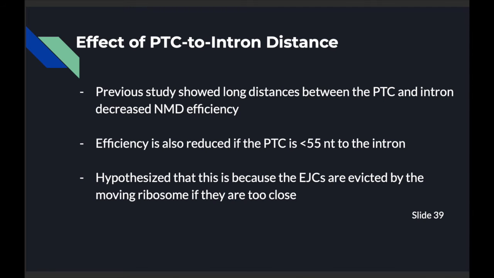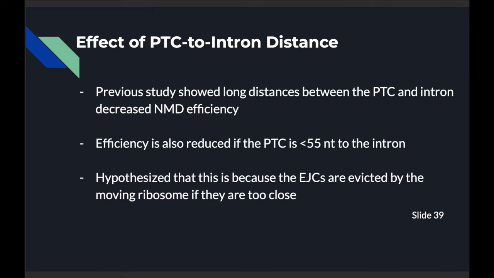Wanting to build on previous studies with their new imaging technique, the authors decided to look at the effect downstream intron distance had on NMD efficiency. Two previous studies showed long distances between a PTC and intron decreased efficiency. However, this was also the case if the PTC was too close to the intron. From this, they hypothesized the latter was a result of the ribosome kicking the EJC off the mRNA.